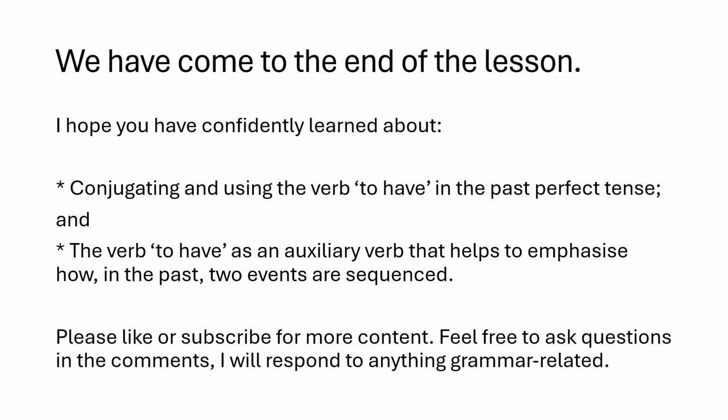Thank you for joining into the lesson today. I hope you have confidently learned about conjugating and using the verb to have in the past perfect tense and the verb to have as an auxiliary verb that helps to emphasize how, in the past, two events are sequenced.